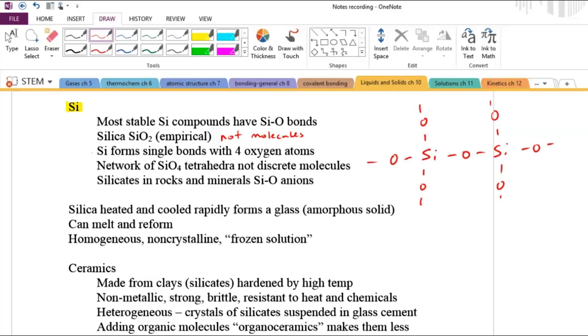Now, silicates and SiO4 2- is the silicate polyatomic ion that we see in rocks and minerals. And when these silicon-oxygen compounds heat and cool rapidly, we get glasses. And glasses are amorphous solids, which just means no crystalline structure.